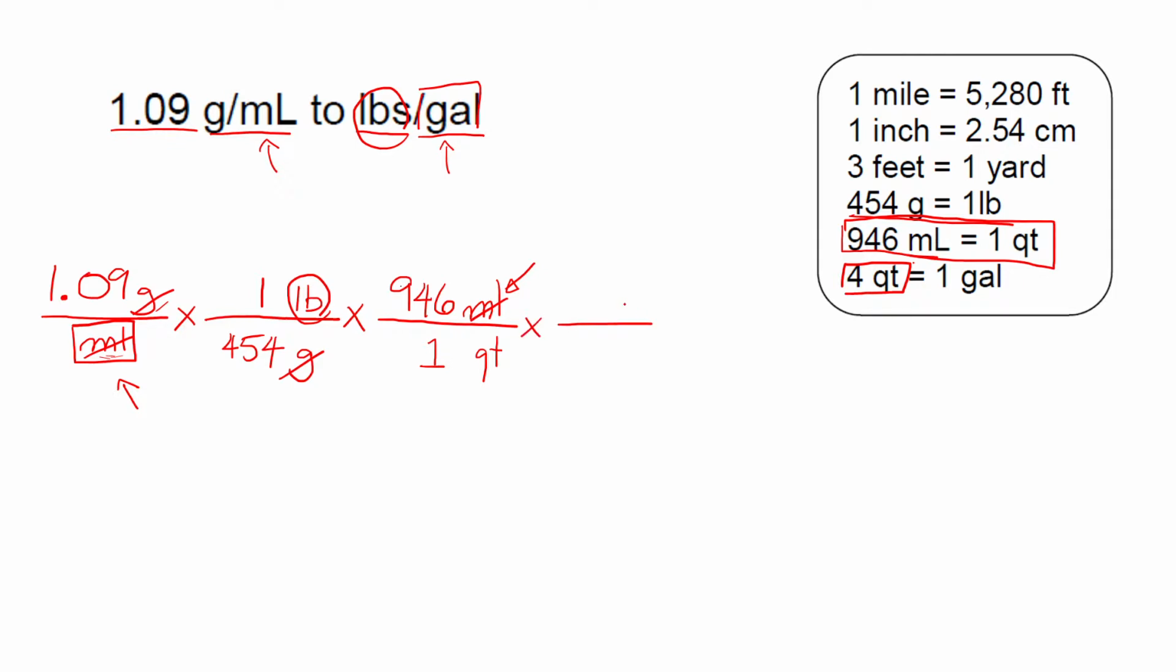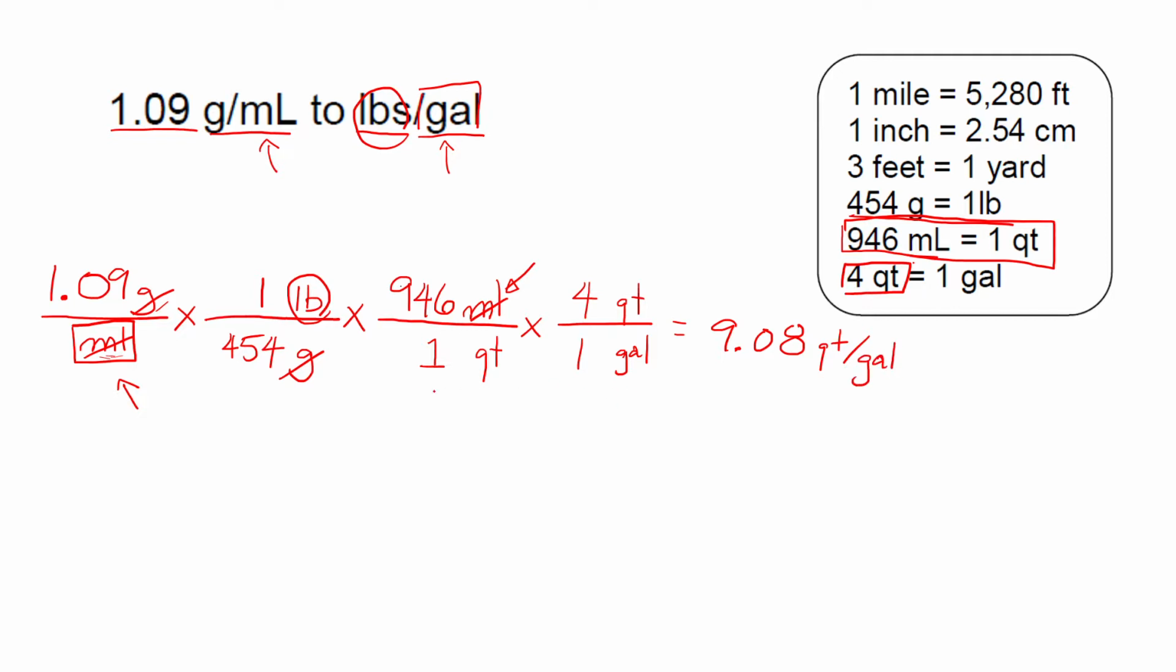You see it's gone. Now we're in quarts. So to get out of quarts and into gallons, we're going to put quarts up here and gallons on the bottom. And we know that 1 gallon is 4 quarts. Now, if you just kind of go through the math, if it's on the top, you multiply across. If it's on the bottom, you divide. So you're going to do 1.09 divided by 454, divided by 946, times 4, and you should get 9.08 quarts per gallon.